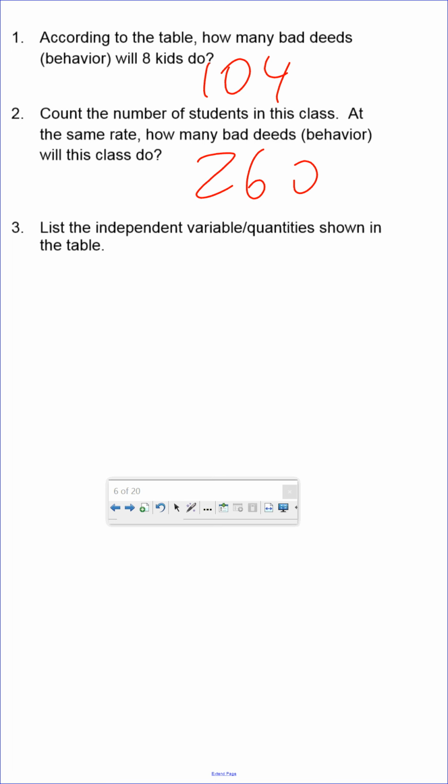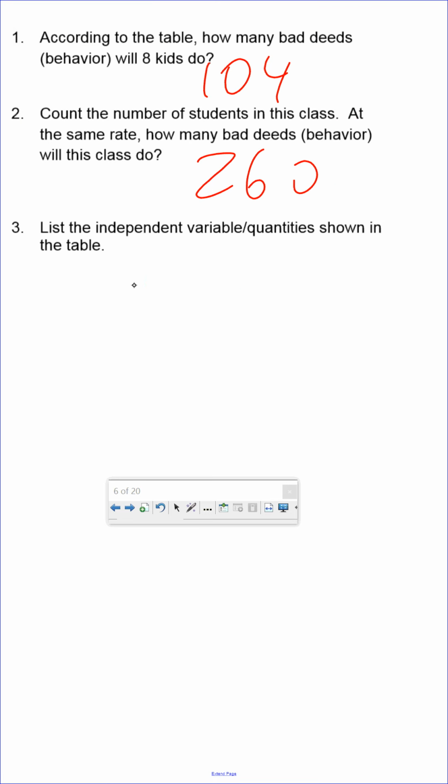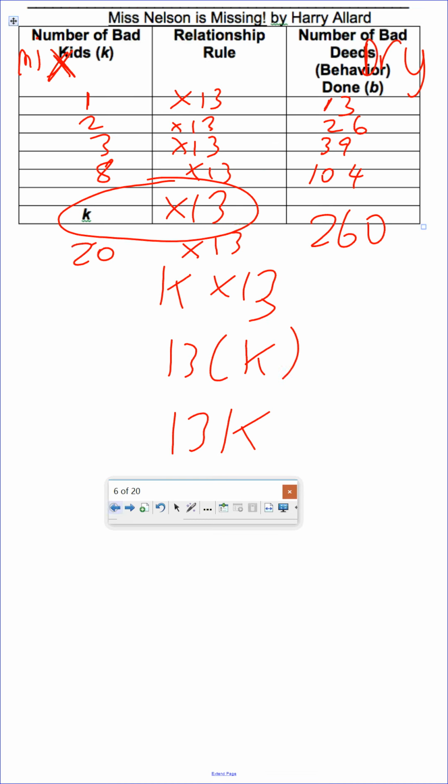List the independent quantities shown. If this is the x-axis, we graph it, and this is the y-axis, the number of bad deeds depends on the number of bad kids. So the independent is the number of bad kids, the number of kids, because if you manipulate the kids, then the bad deeds will respond to it.